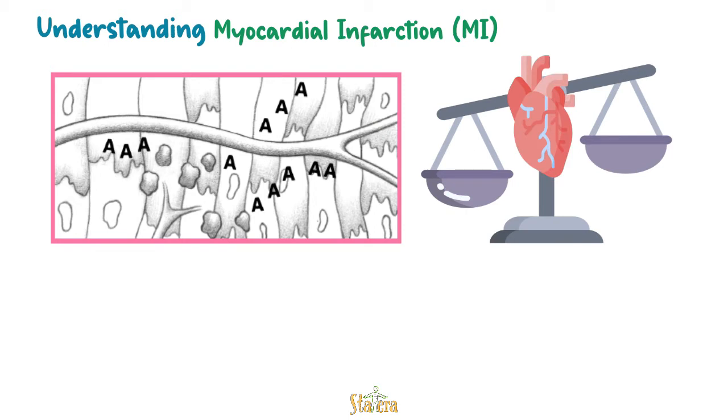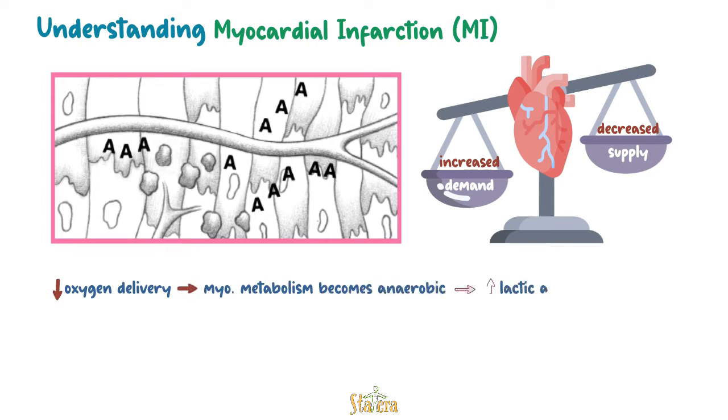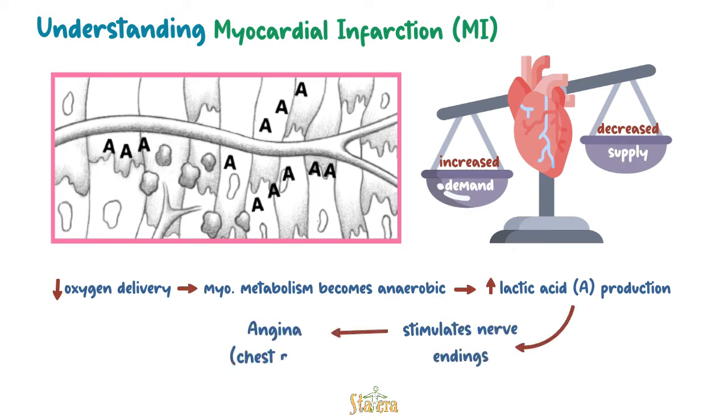When myocardial demand for oxygen is more than the collateral circulation can supply, myocardial metabolism shifts from aerobic to anaerobic, producing lactic acid, represented by A, which stimulates nerve endings. The patient experiences worsening angina that requires rest and medication for relief.